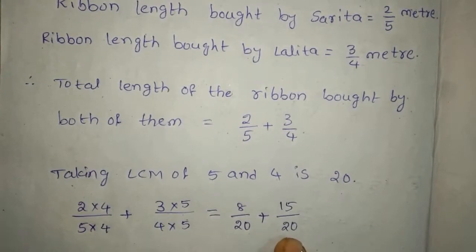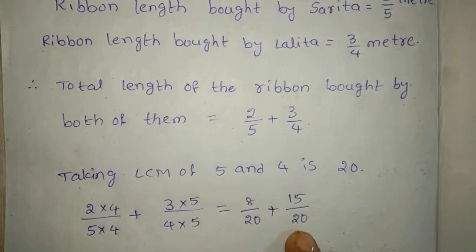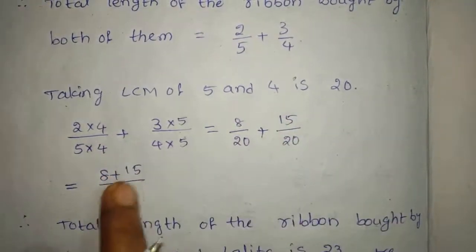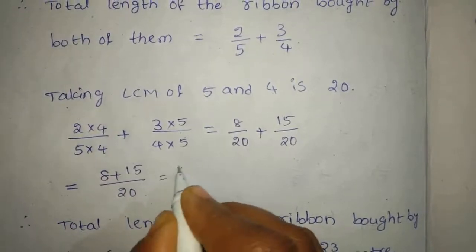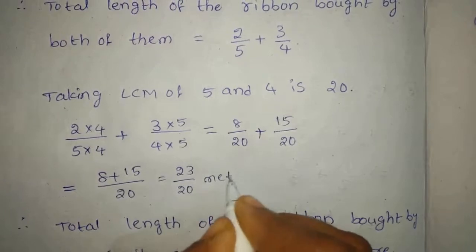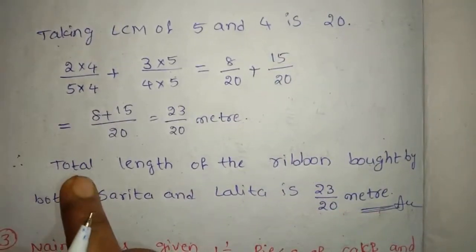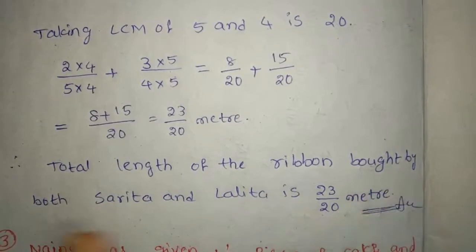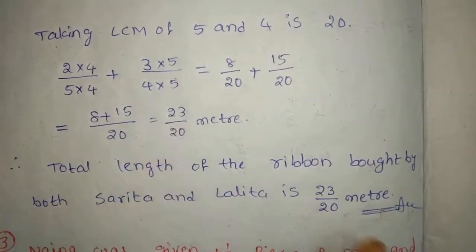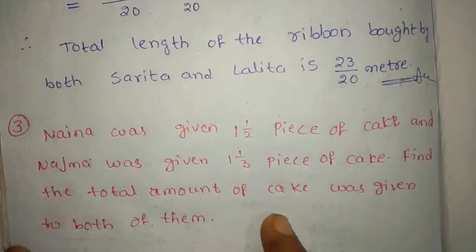Here the denominators are equal, so simply we add the numerators. That is 8 plus 15 by 20. 8 plus 15 is equal to 23. 23 by 20 meter. So therefore the total length of the ribbon bought by both Sarita and Lalita is 23 by 20 meter. Okay. Now let us see the third question.